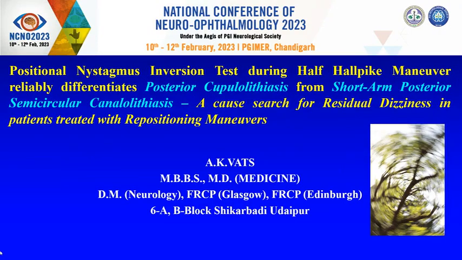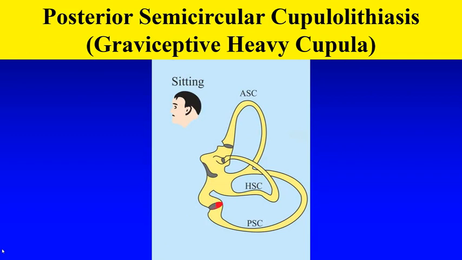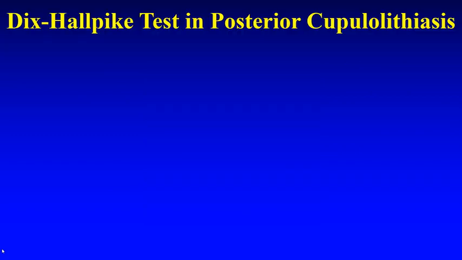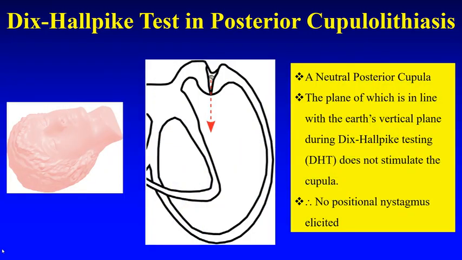Good afternoon. A cause search for residual dizziness in patients treated with repositioning maneuvers at our center. We begin our first slide with posterior cupulolithiasis, or the graviceptive heavy cupula, shown in red in this slide. The Half-Hallpike test in posterior cupulolithiasis is not the gold standard. Why? Because of the variations in the anatomy of the cupula.